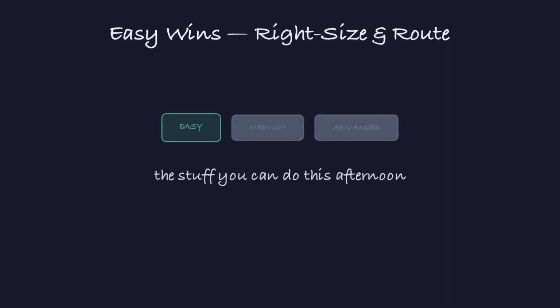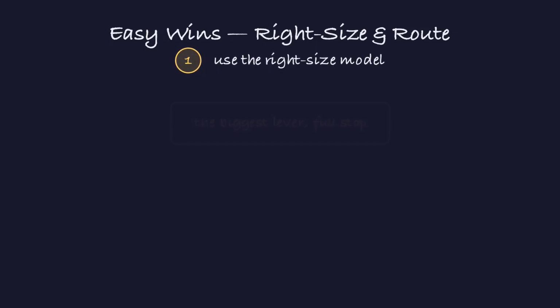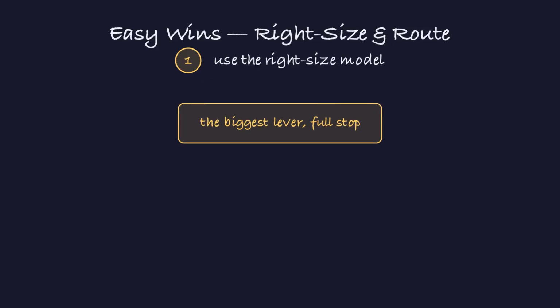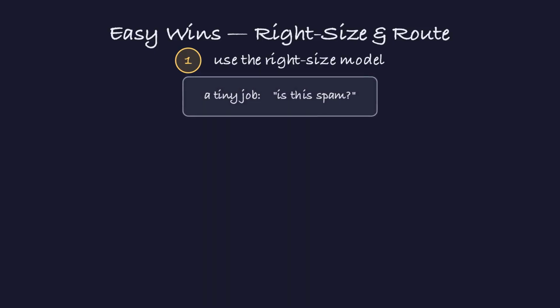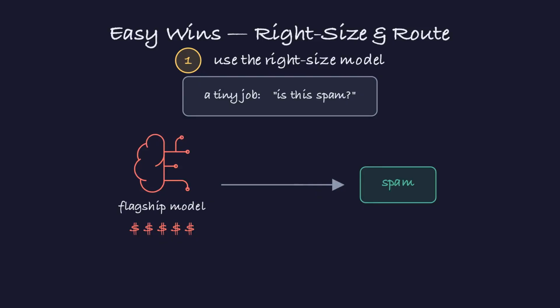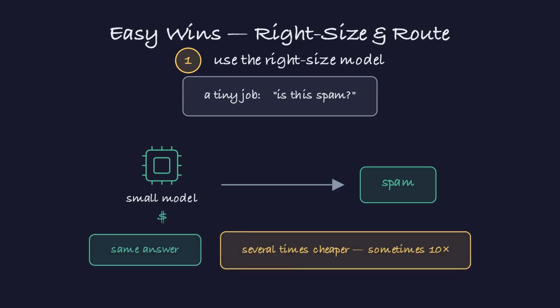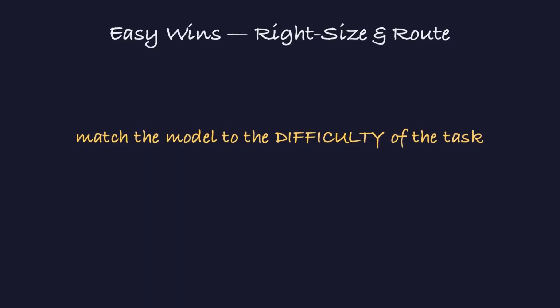Let's start with the easy wins, the stuff you can do this afternoon. Tactic 1. Use the right size model. This is the biggest lever, full stop. People default to the biggest, smartest model for everything, including tasks a tiny model handles perfectly. Classifying an email, extracting a date, reformatting some text. A small model can be several times cheaper, and on some providers, 10 times or more, while being just as good at the easy jobs. Save the expensive flagship for the genuinely hard stuff. Match the model to the difficulty of the task, not to your anxiety.